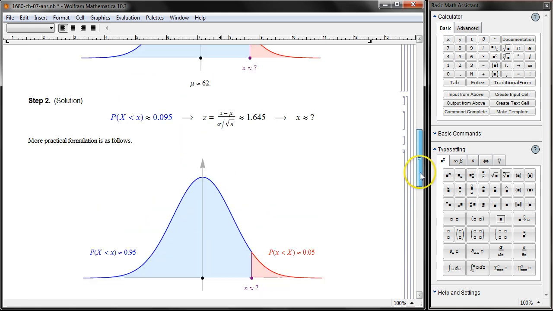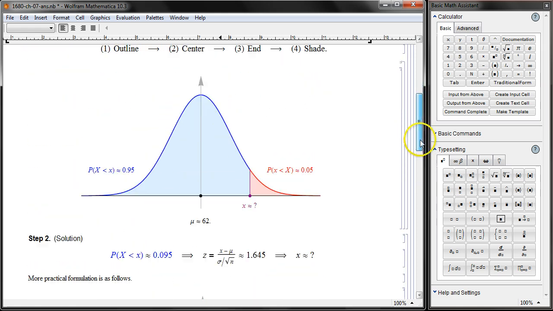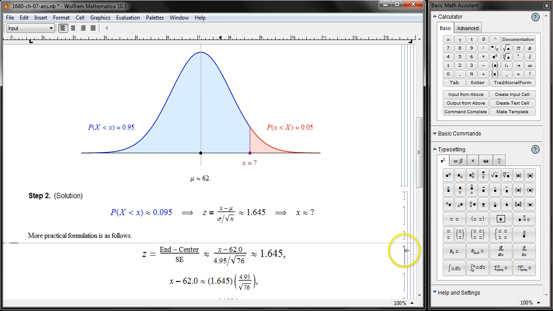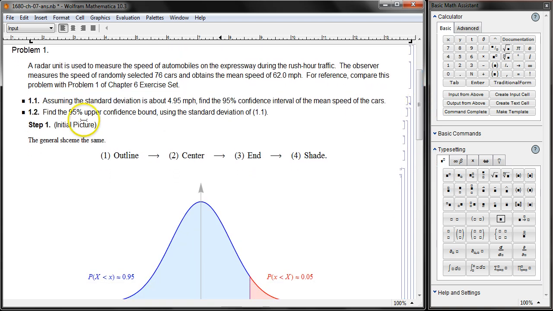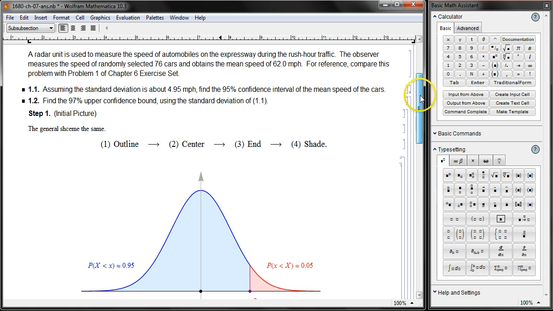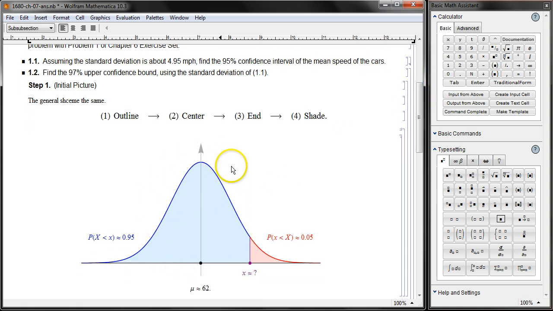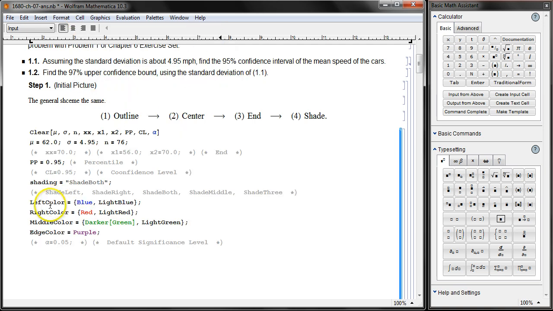Now what if somebody changes the problem into not a 95% confidence bound, but let's see, a 97% upper confidence bound? Then what would you do? This probability here should be not 95%, but 97%. Should be a little bit bigger. So this purple point should move a little bit to the right, and this red region will become a little bit smaller. Let me correct this program just a little bit, excuse me.